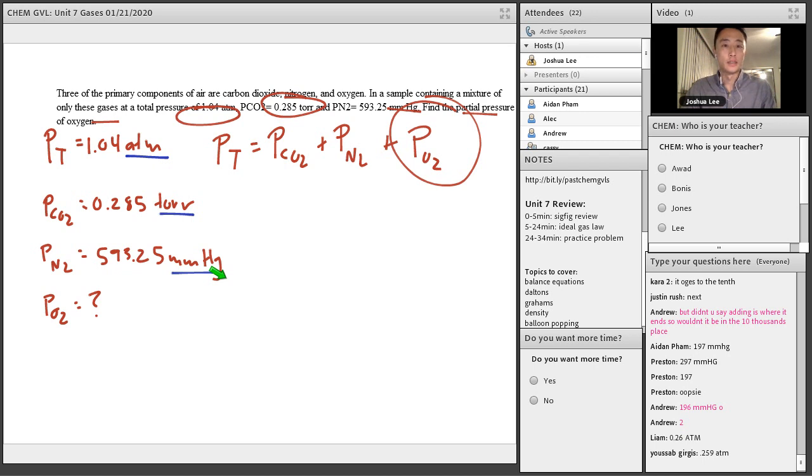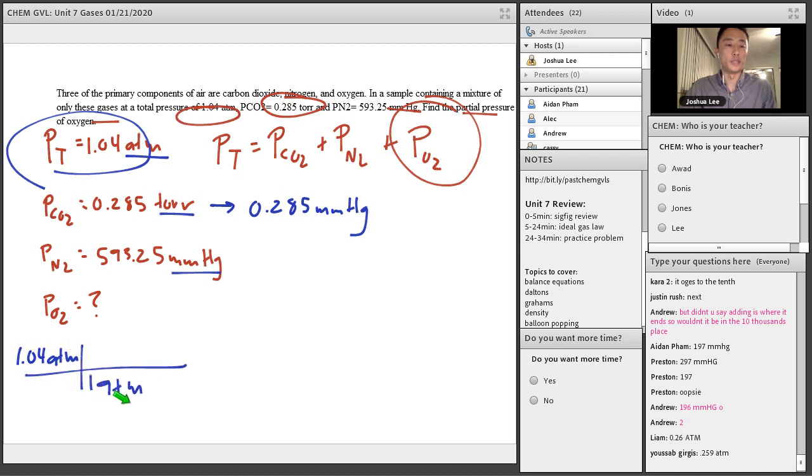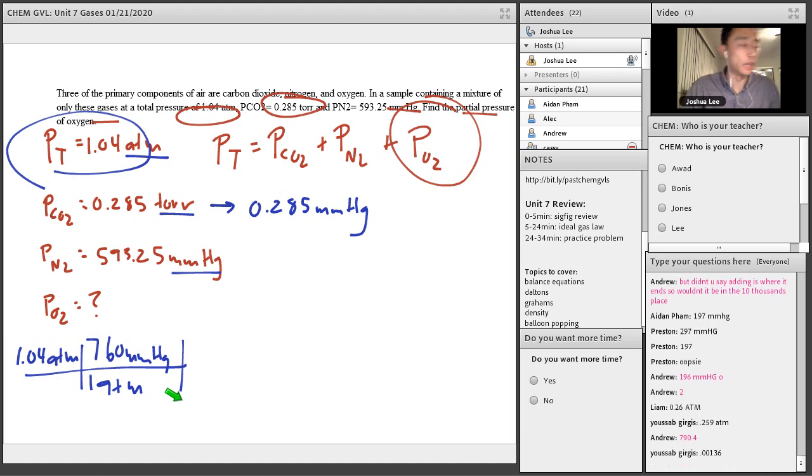So this, I could just rewrite as 0.285 mmHg. But I do have to convert the total pressure. So the 1.04 atm, for every 1 atm, there's 760 mmHg. If you found it in atm, the answer should still be the same. You just have to convert it a little, so no worries. 790.4 mmHg.